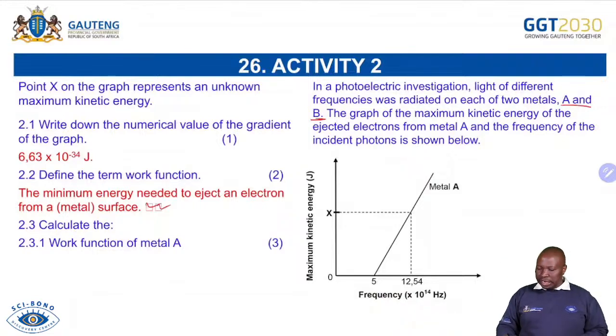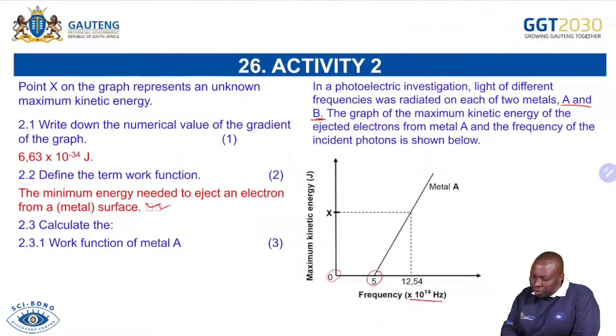And then you see that when EK is 0, we have F0, which is the threshold frequency. Now, the mistake that learners make is that they will think that the threshold frequency for metal A is 5 here. And then that becomes a problem, because definitely it won't be 5, because it's times 10 to the power of 14 hertz.